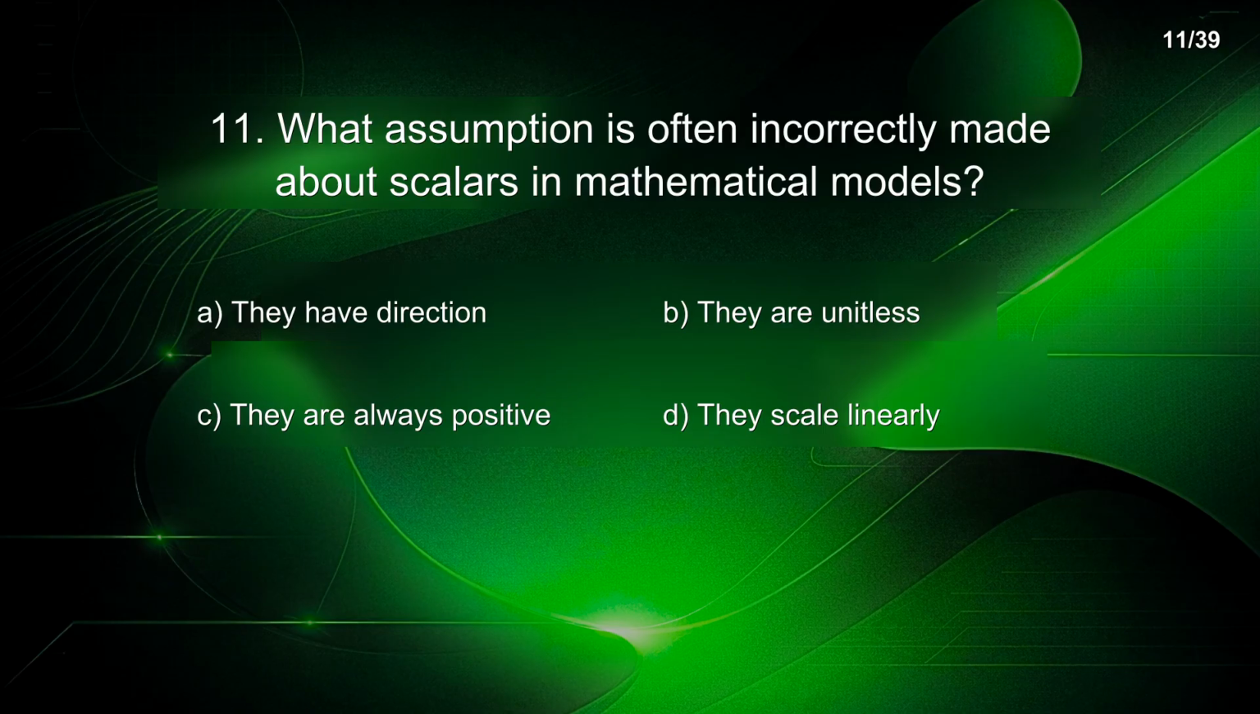11th question. What assumption is often incorrectly made about scalars in mathematical models? A. They have direction. B. They are unitless. C. They are always positive. D. They scale linearly. Correct answer is B. They are unitless.